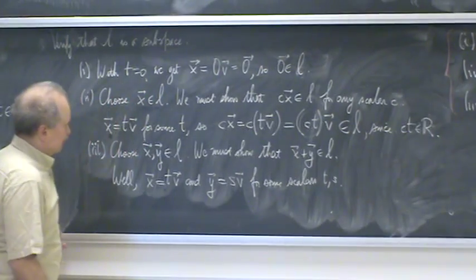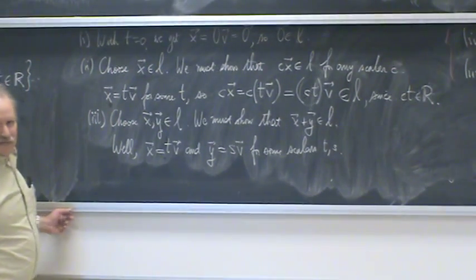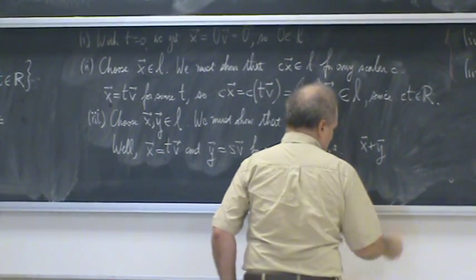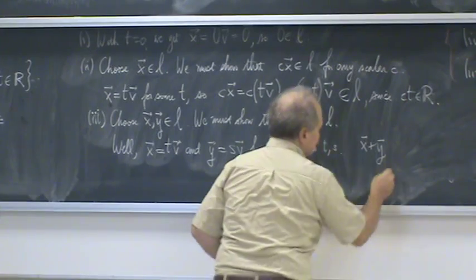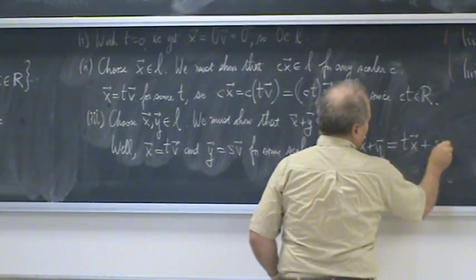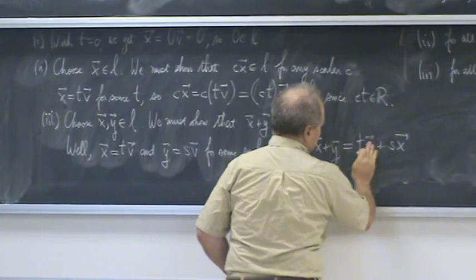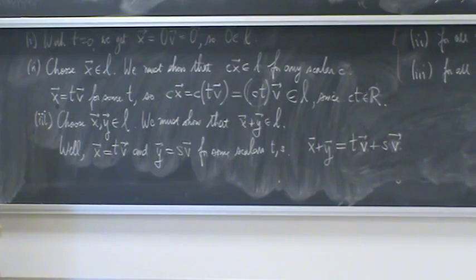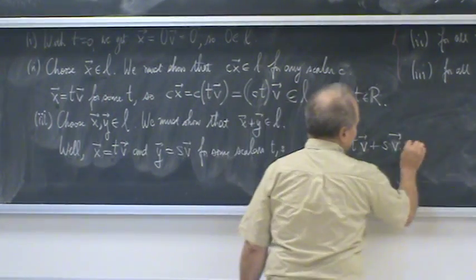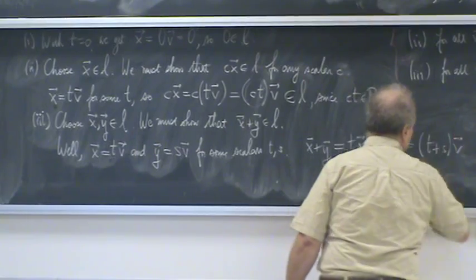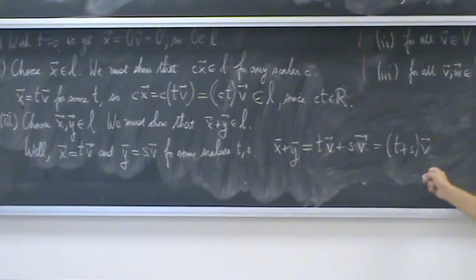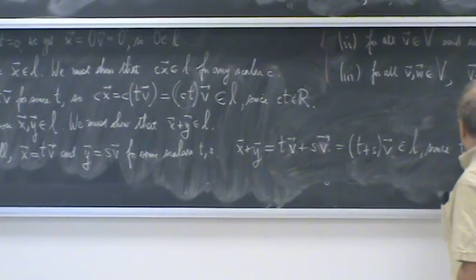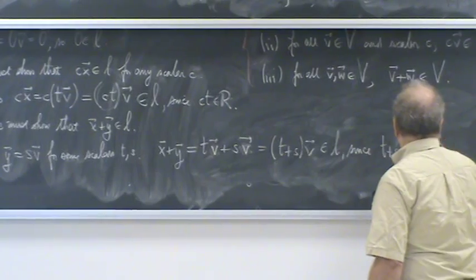All right, now what? T plus S. Add them. X plus Y is SV plus TV. So X plus Y is TV plus SV. We can factor V out, which is T plus S times V. And T plus S is a scalar, so we're in L. Okay, that's the end of the proof.